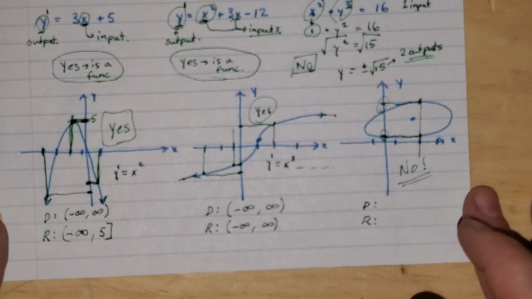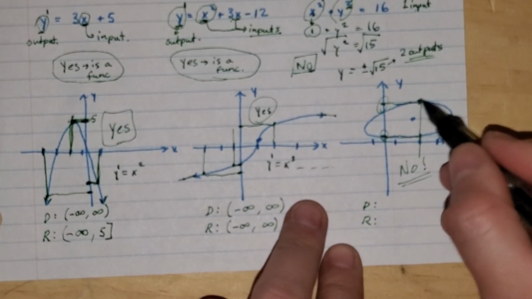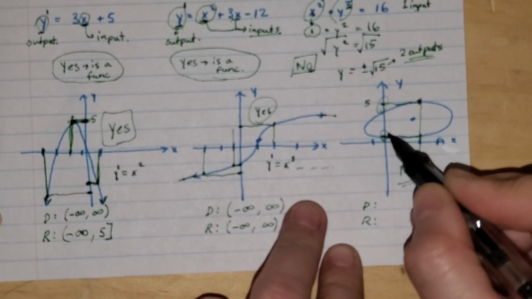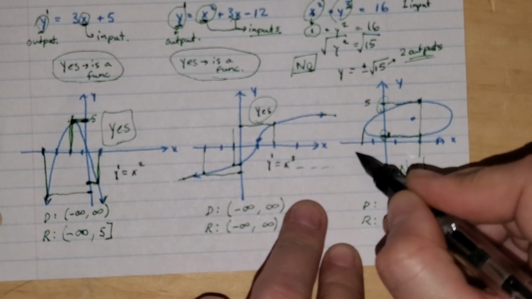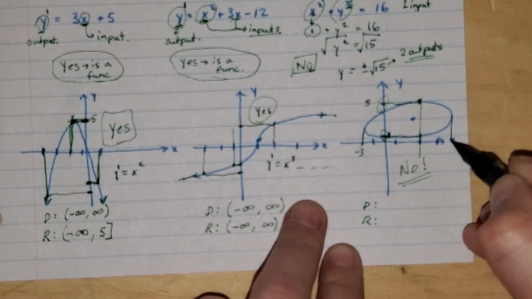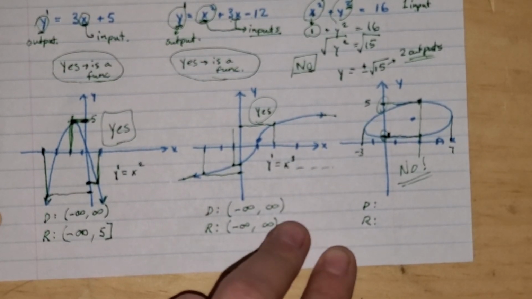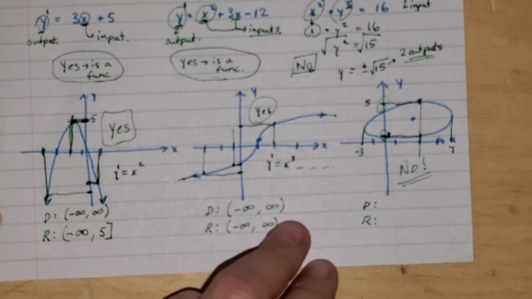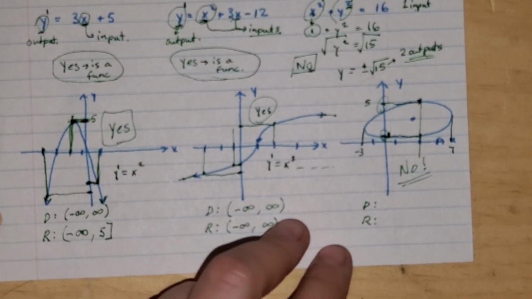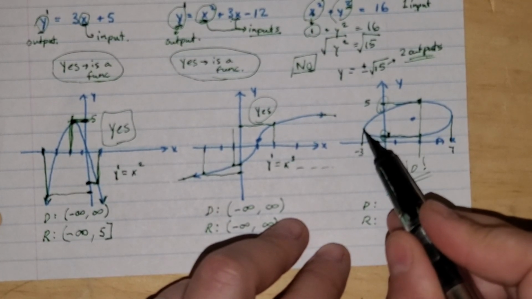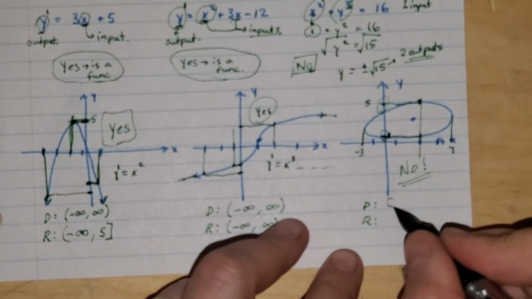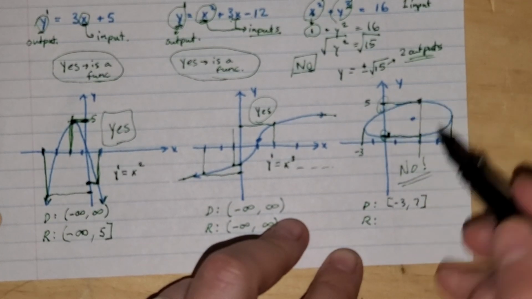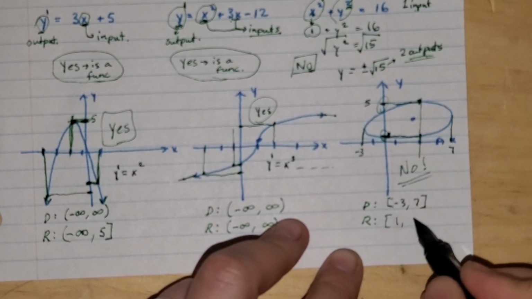Cool. Let's come over here to this guy. So we're going to have some peak. Let's say that's at 5, and let's say that's at 1, okay? And let's say this over here is at negative 3, and this over here is at 7, okay? So we got the width and the height of this ellipse-shaped thing. It's supposed to be an ellipse. It kind of looks like an egg. I'm not good at drawing ellipses, okay? So if this thing goes from negative 3 to 7 on the x-axis, the domain would be negative 3 to 7. And if this thing goes from 1 to 5 on the y-axis, the range would be 1 to 5.